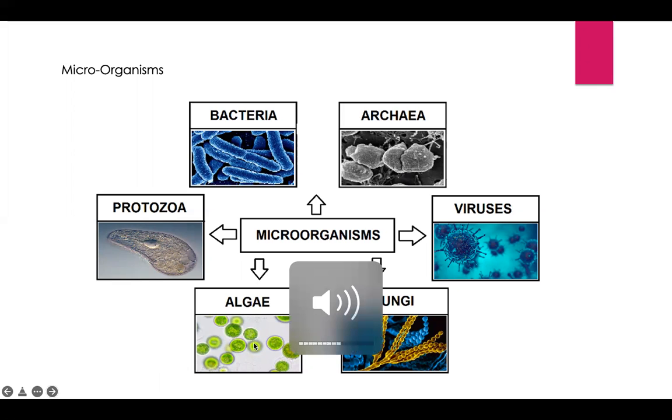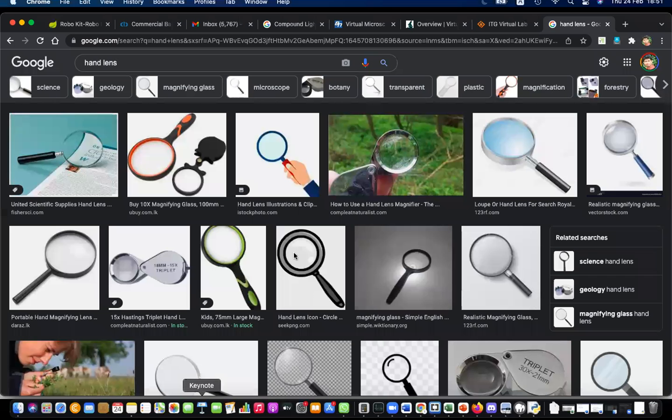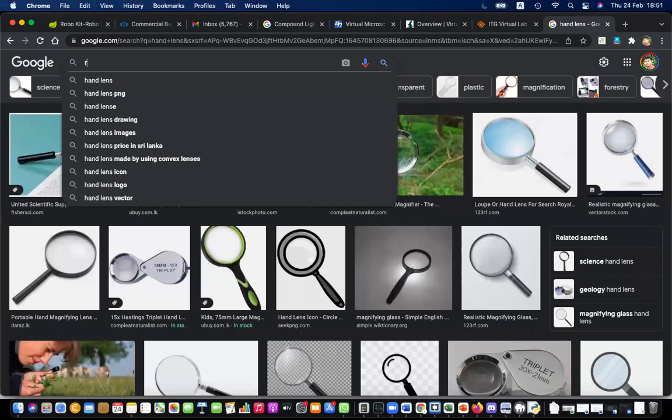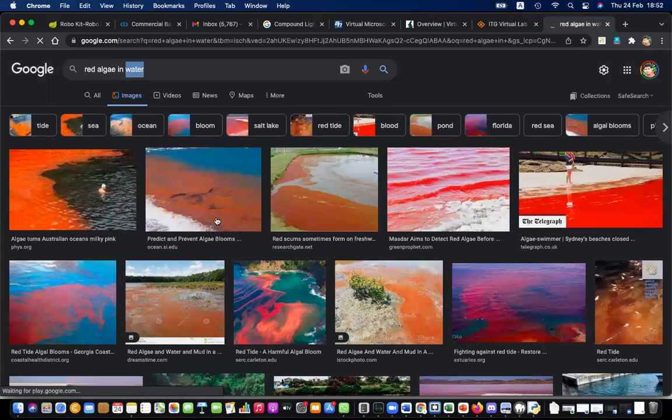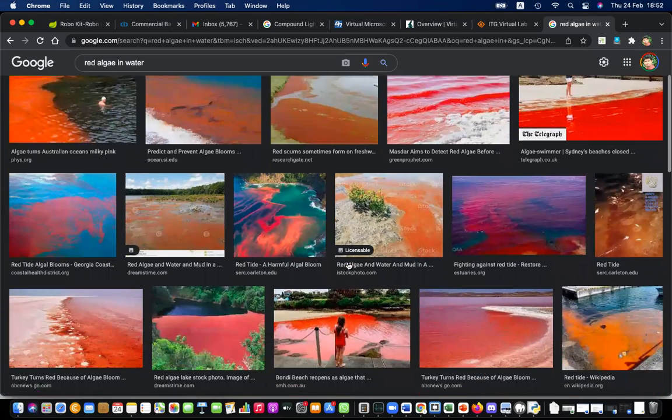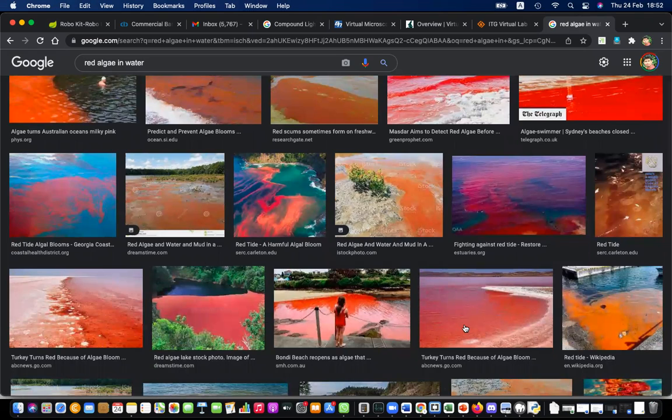Sir, is there algae in seawater? In seawater, there are some algae. Yes, there are. A red color one. Have you seen this? This is a green color one. No, this is red. So sometimes this kind of algae, you can see it in the ocean.